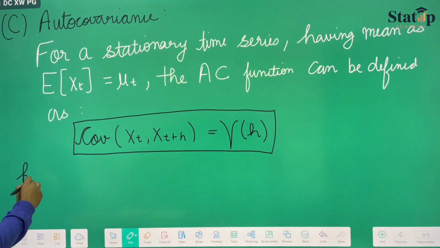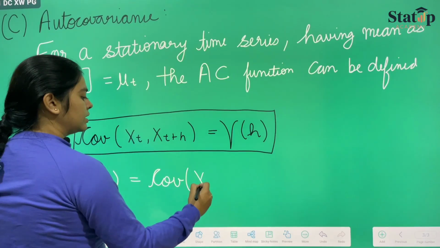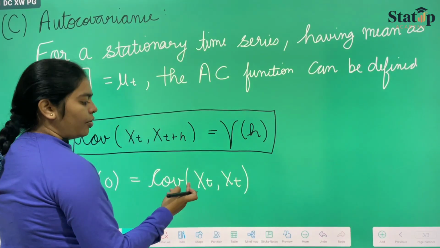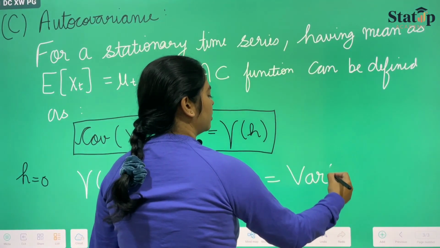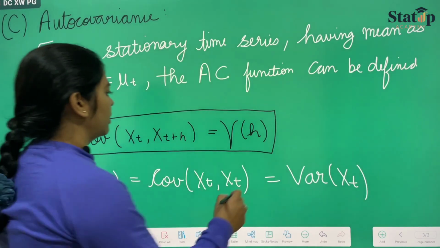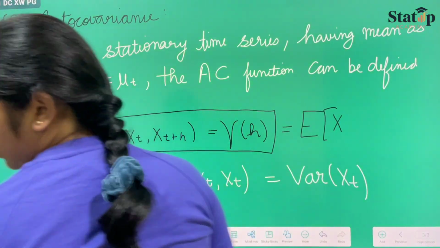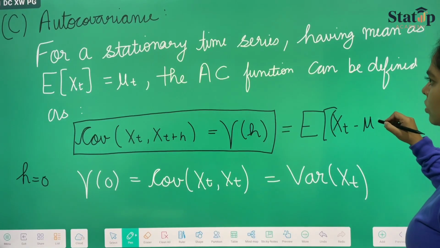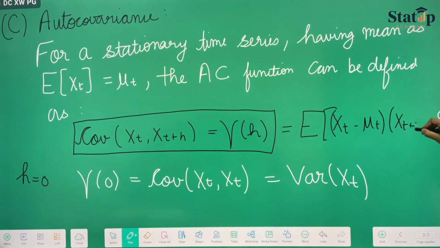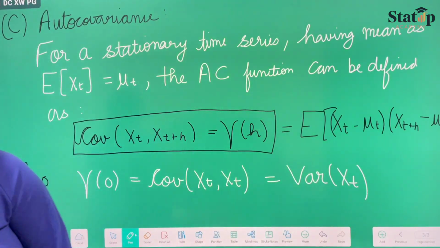Now if h is equal to 0, then gamma 0 can be written as the covariance of xt and xt plus 0, which would be t only. So the covariance of xt and xt would be nothing but the variance of xt. This is one of the properties of autocovariance. This can further be written as the expectation of xt minus mu t into xt plus h minus mu t. This can also be the formula for calculating covariance.